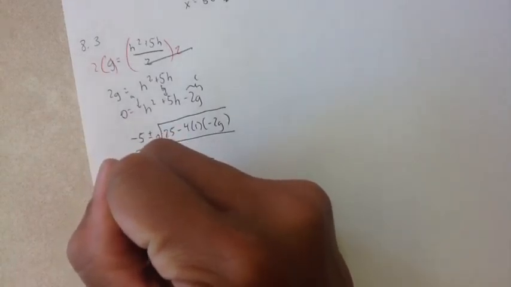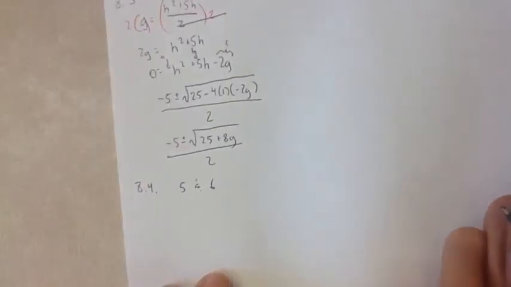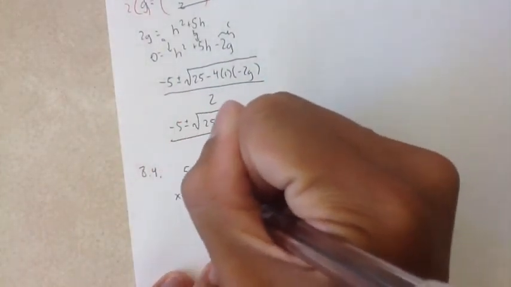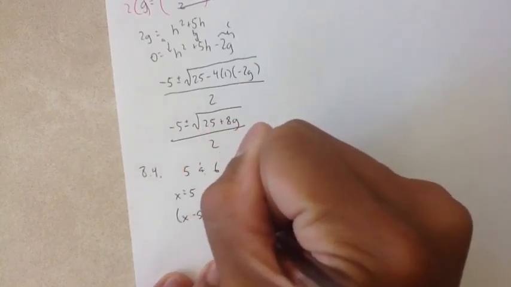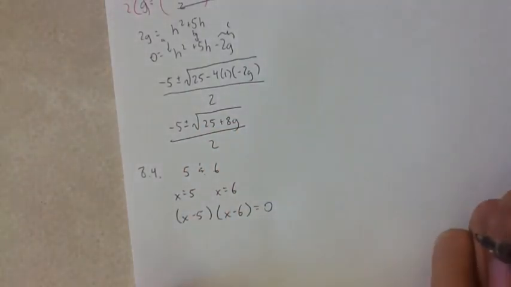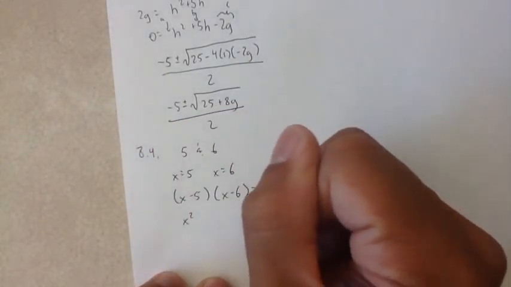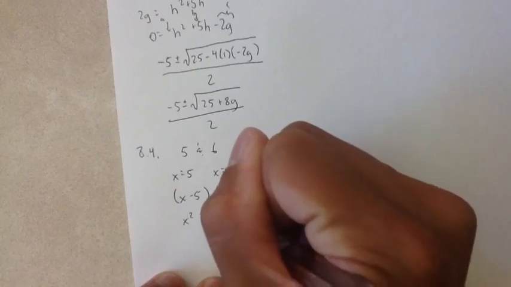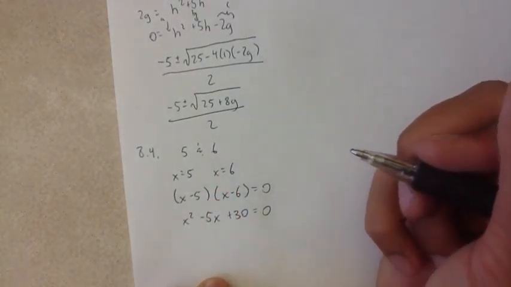If I need to solve or write a quadratic equation where 5 and 6 are solutions, then I'm just working backwards. x equals 5 and x equals 6, which means that my original factors were (x - 5)(x - 6). Working backwards, multiplying through, x squared minus 6x minus 5x is 11x, plus 30 equals 0. And that's something that is quadratic.